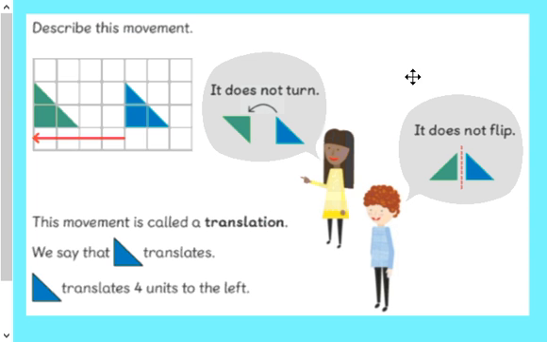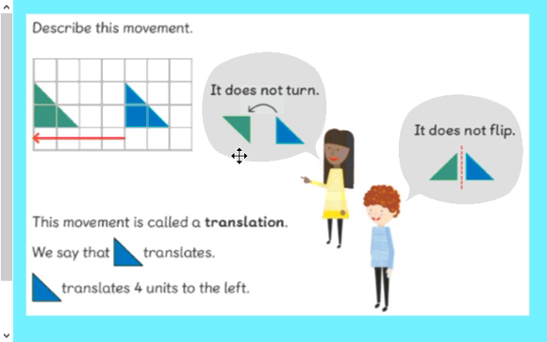Now this time, the blue triangle is going to be moving to where the green triangle is. So again, I would take the point of reference, I'd pick one of these corners that I'm going to move, and I would check to see exactly where it moves so it's laying on top of the other one. So here, if I took this right angle here, it would be 1, 2, 3, 4. So the translation would be 4 units to the left.